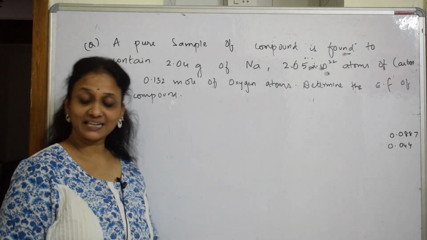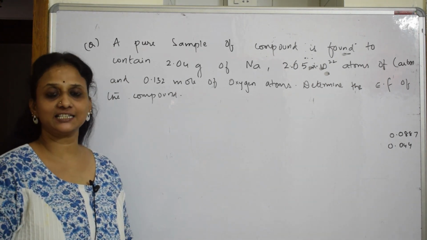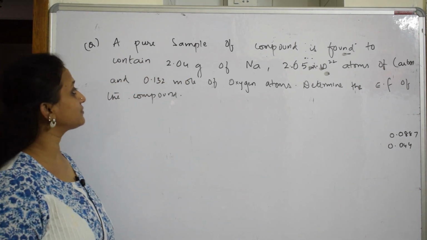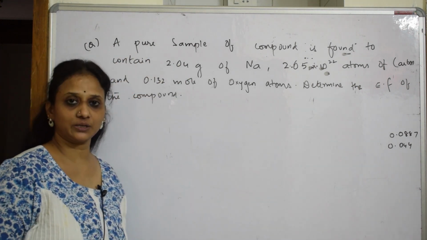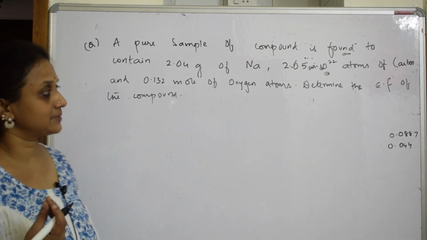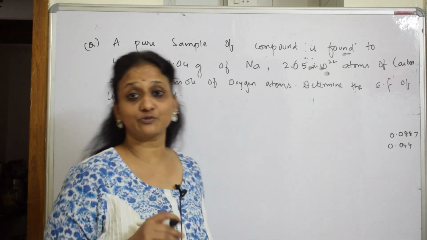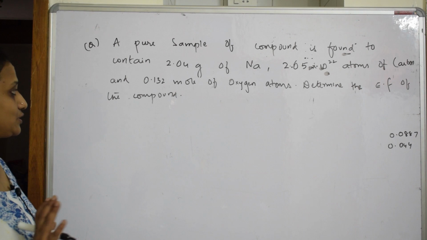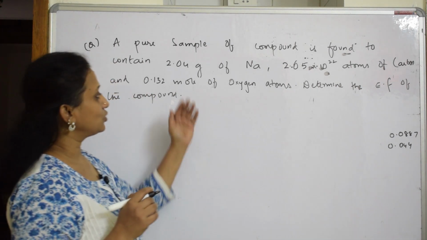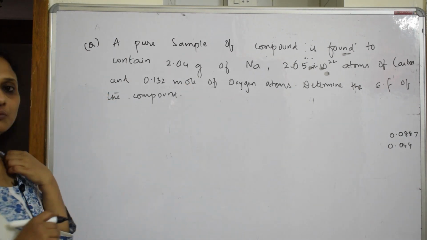Right, let's come back and see the last type of method of calculating empirical formula. Fine, let us read. A pure sample of a compound is found to contain 2.04 grams of sodium. Next component is 2.65 into 10 raised to power 22 atoms of carbon. Very interesting, they have combined everything and given it to us. And 0.132 mole of oxygen atoms. So mole is given, atoms are given, weight is given. Determine the empirical formula of the compound.